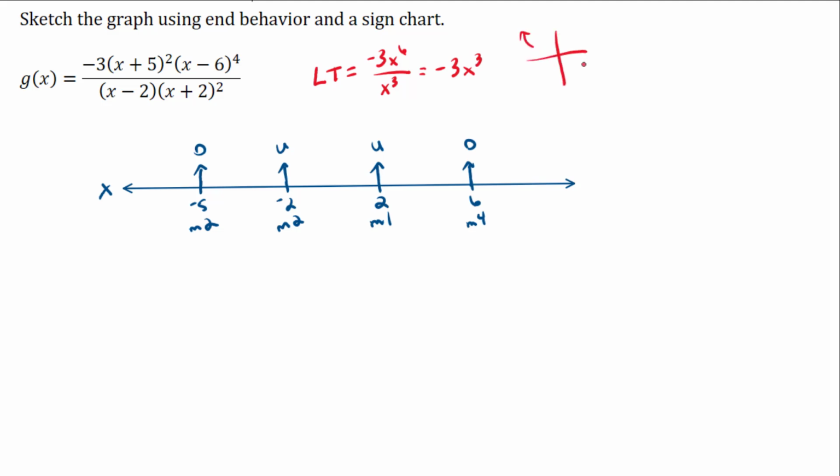So the left end is going to grow in the positive direction. The right end is going to grow in the negative direction. So as x goes to -infinity, y goes to positive infinity. And as x goes to positive infinity, y goes to -infinity.